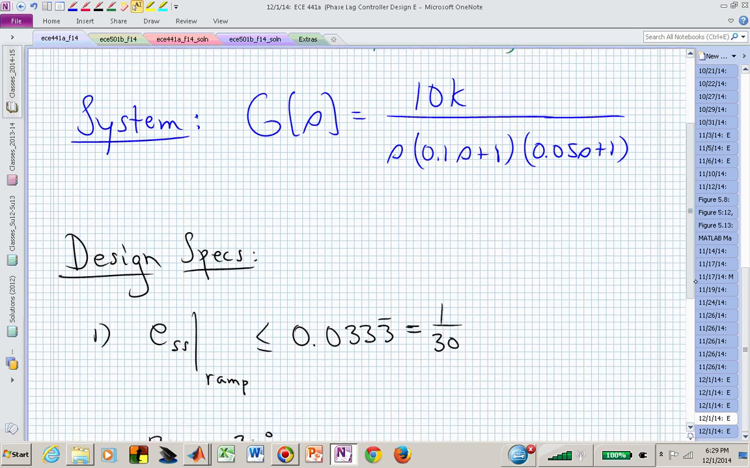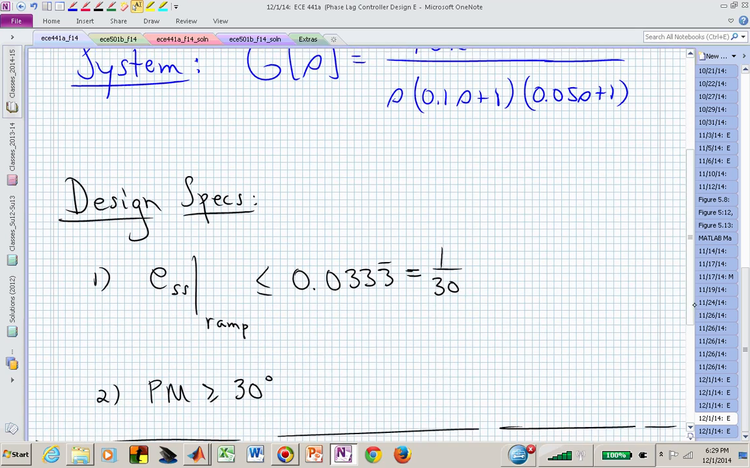For that particular system, we have decided that we have the following two design specifications. We have a steady state error specification due to a unit ramp, which we want to be less than or equal to 1/30. And so we have 30s going on in a lot of places. We also want a phase margin of the compensated system, or the resulting system, to be greater than or equal to 30 degrees.